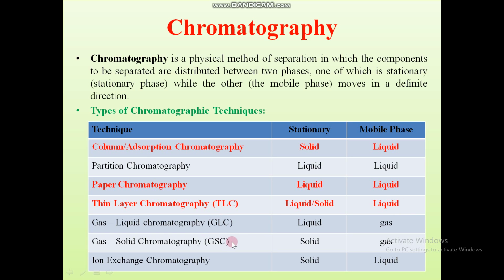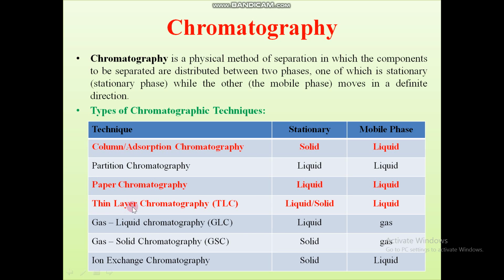And GLC and GSC, gas liquid chromatography and gas solid chromatography. In GLC the stationary phase is liquid and in GSC the stationary phase is solid, and both use gas as a mobile phase. And the last one is ion exchange chromatography. Here the stationary phase is solid and the mobile phase is liquid. So these are the general chromatographic techniques, but in this unit we are going to study these three chromatographic techniques.